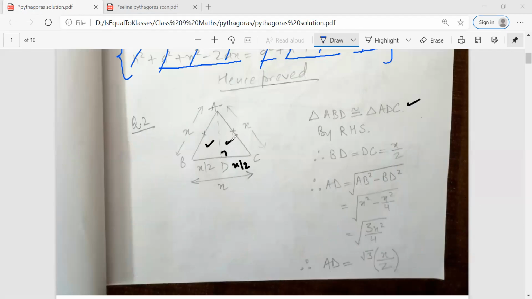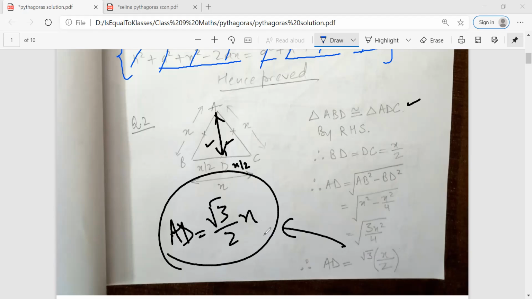This triangle and this triangle are congruent, and therefore this value of AD would be equal to root 3 by 2. This can also be written as AD equals root 3 by 2 x. Any doubt, Mr. Rudra? No, sir. Great, sir.